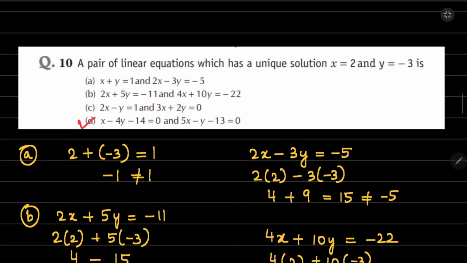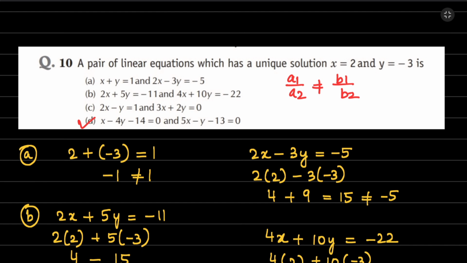So D is that system of equations wherein the values x equal to 2 and y equal to minus 3 are satisfied in both, as well as the condition for unique solution, that is A1 by A2 not equal to B1 by B2. Both things are getting satisfied. So option D is the correct answer. Clear?